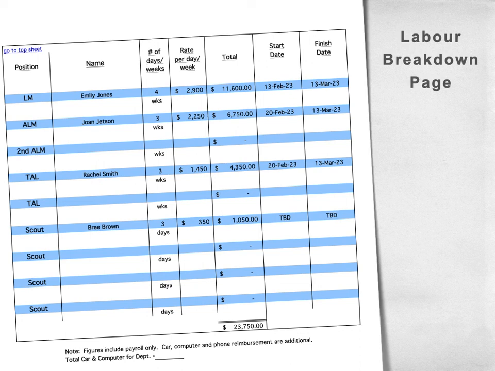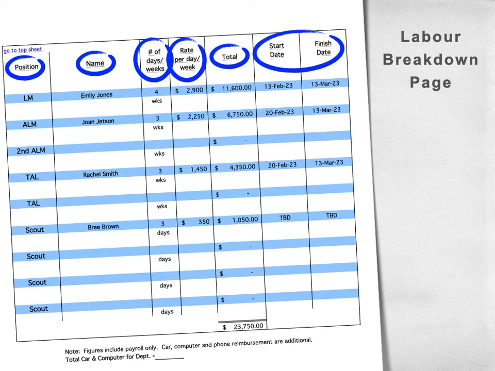As well as the positions and names of your team, you can include information about how many days or weeks you're anticipating they will be needed for. Their agreed upon rate will be projected here, as well as the total estimate. And finally, their intended start and finish dates. This will provide clarity and hopefully ensure that all parties are on the same page in terms of the duration of prep, shoot, and wrap for each person.